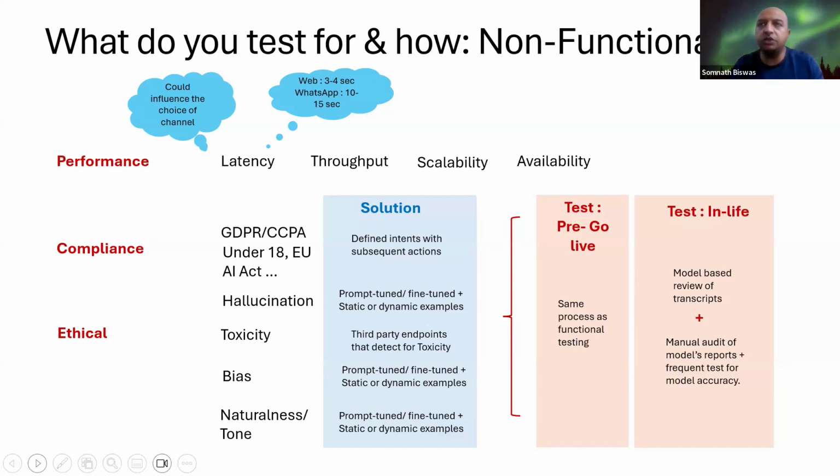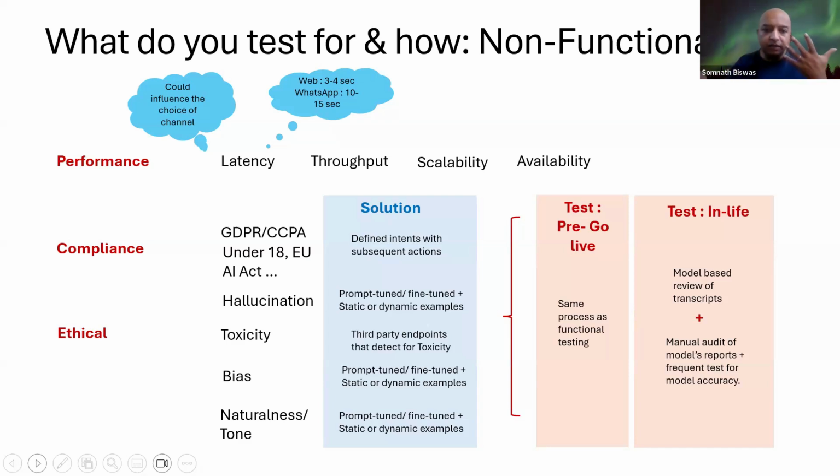By and large, towards countering hallucination, what has worked for us is, again, prompt tuning. You put in the instructions over there, you're fine tuning the model as well. And in some cases, you're also giving guidance in terms of static and dynamic examples. That's how you're defining where you're not supposed to hallucinate, and where it needs to give you a specific response.